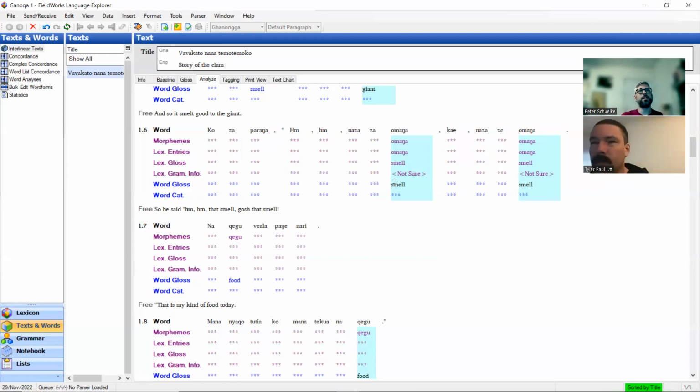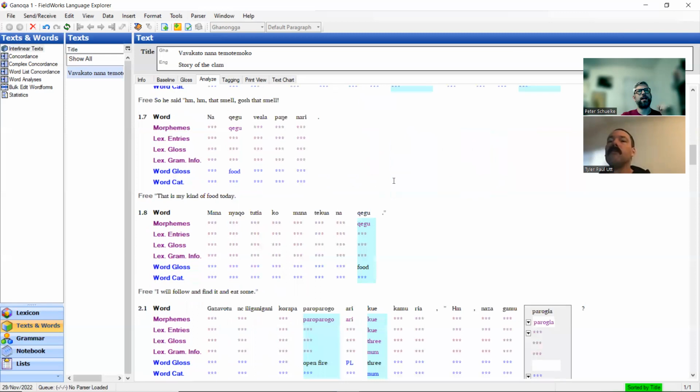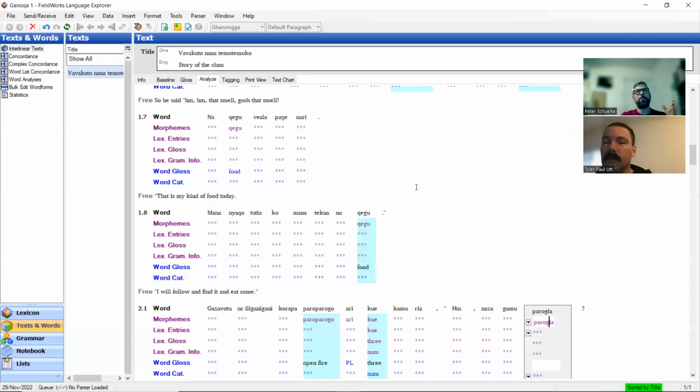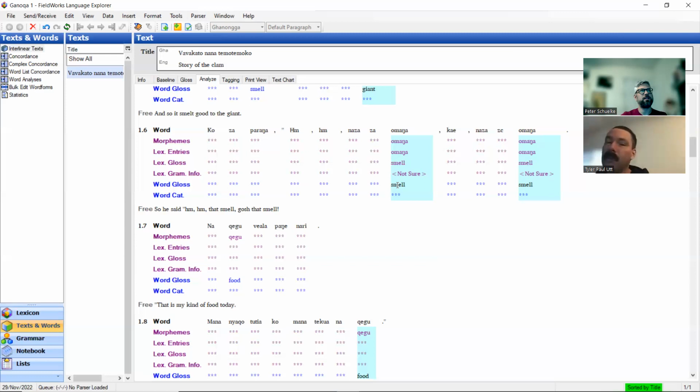Another possibility is that omanga is a root and omangia is another root, or parogo is a root and parogia is another root. Could be. That's right. But we want to find the simplest description, positing the fewest distinct words and the fewest distinct roots. The meanings align well.